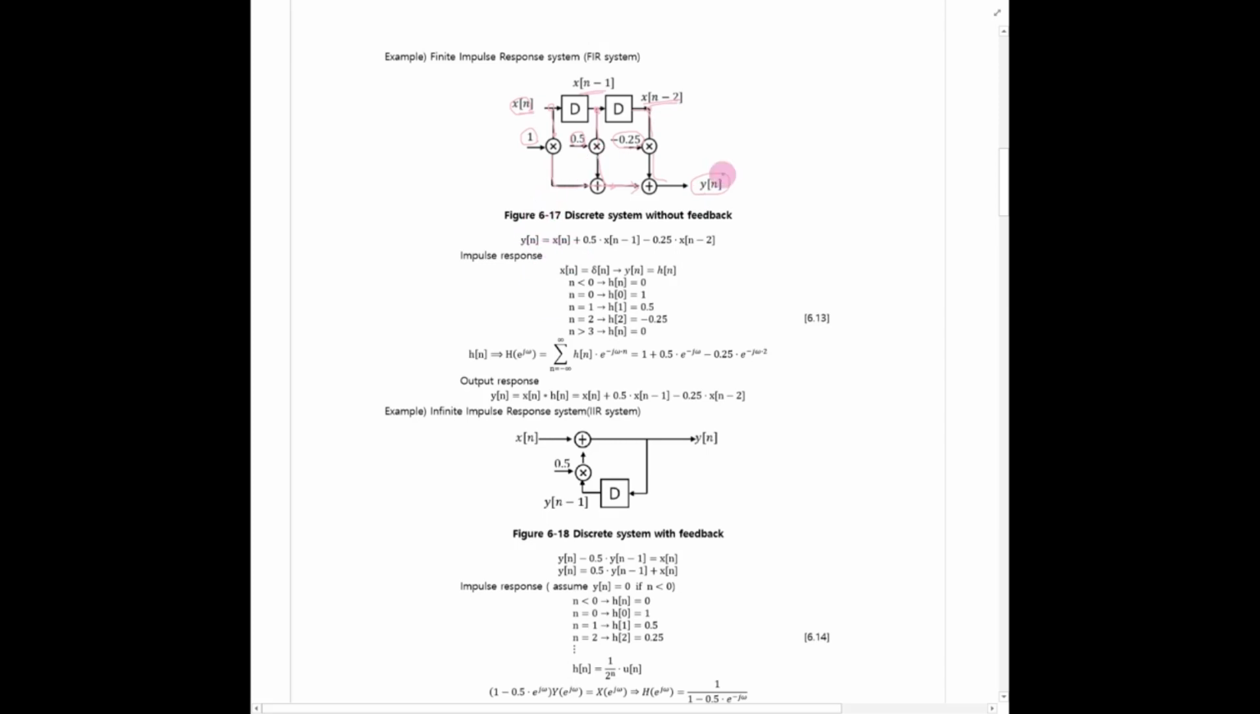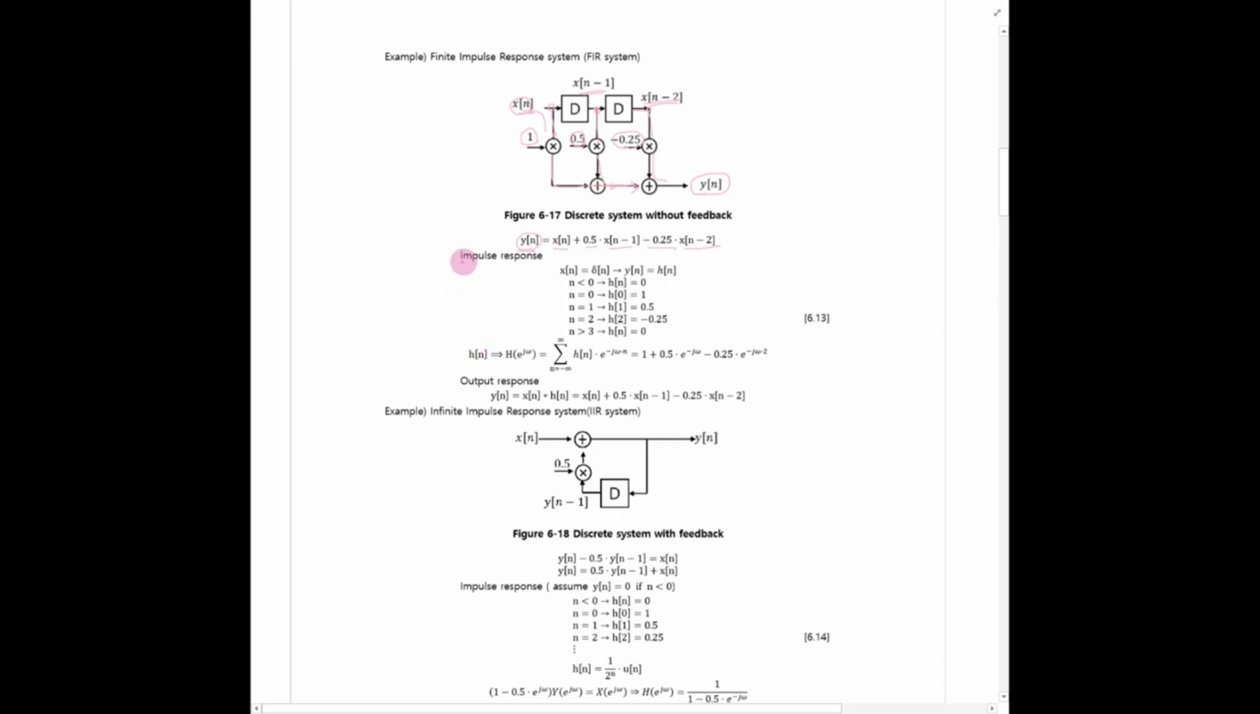So the output is expressed this way. The output is the current input with weighting factor 1, that's this term. The one-time-previous data has weighting factor 0.5, that's this term. And the two-times-previous data has weighting factor minus 0.25. So the system can be expressed in these difference equations.